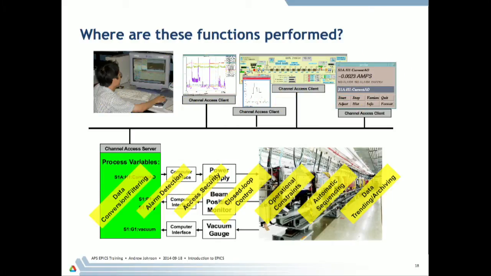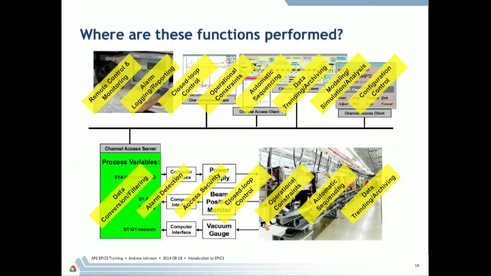the things happening down in the IOC are things like the data conversion, filtering, the alarm detection. Access security is a function of the IOC, because anybody can write a channel access client program. They don't have to do anything special to prevent access to the data. Closed loop control obviously is going to happen in most cases down below. You keep your operational constraints down here. We do the sequencing in the IOC, although that can also be done up top. And similarly, we can do data trending and archiving at that point.